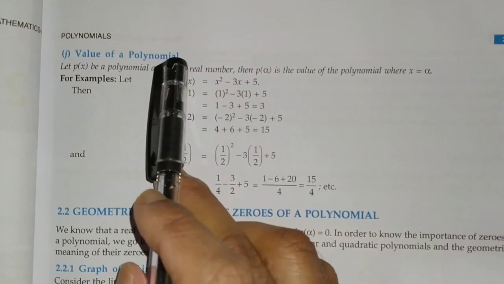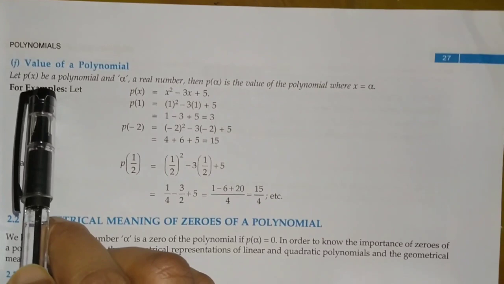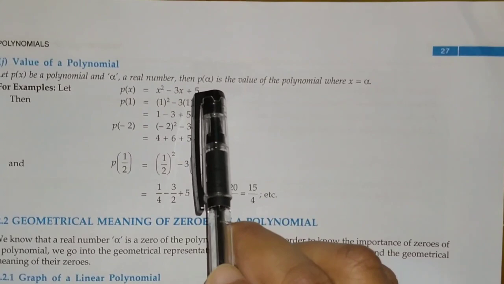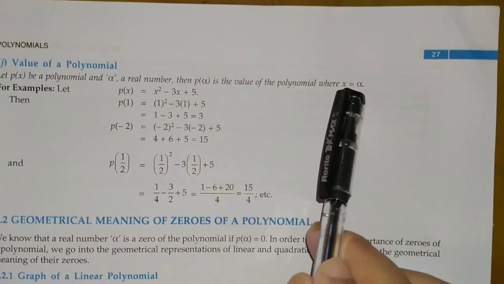So, the next step: value of a polynomial. Let p(x) be a polynomial and alpha a real number, then p(alpha) is the value of the polynomial where x is equal to alpha. Let us see this with an example problem and solve it.